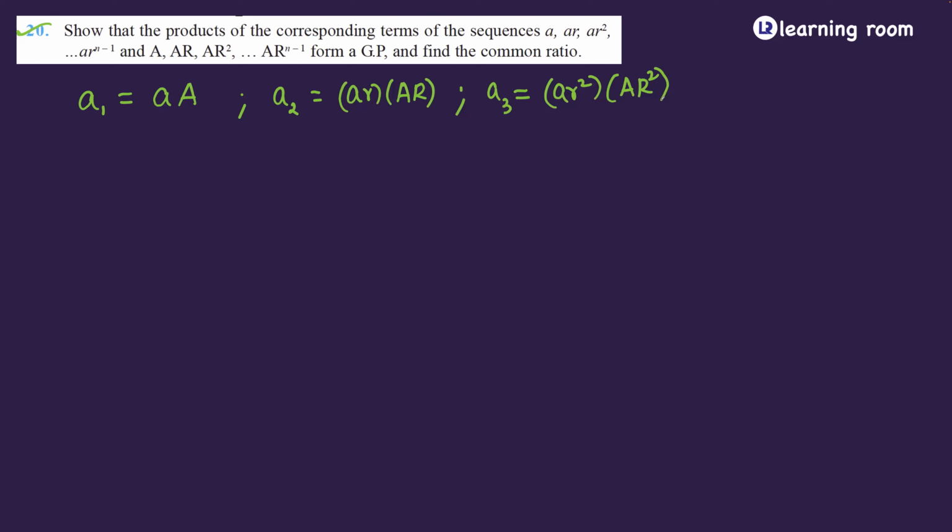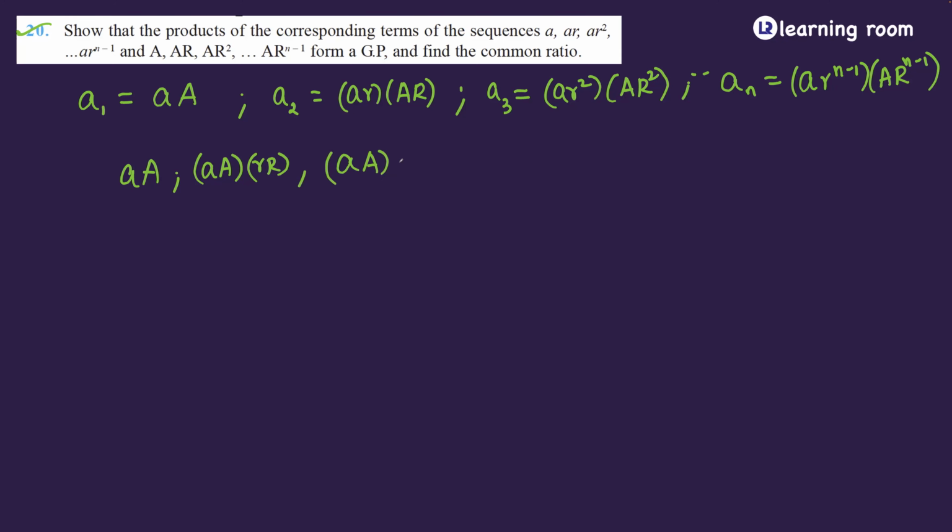So what will be the nth term? An is equal to small a r power n minus 1 into capital A capital R power n minus 1. Am I right? So if you observe, the first term is going to be a into capital A. The next is a into capital A into r into capital R. What will be the next term? a into capital A into r capital R the whole square. Right? So I'll write the next term also. It will be a capital A into r capital R the whole cube.